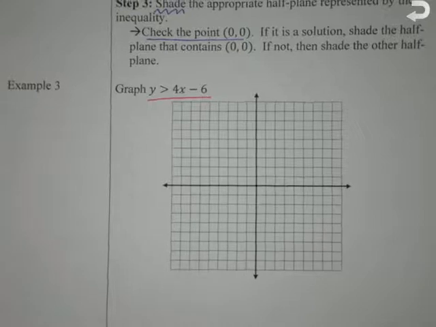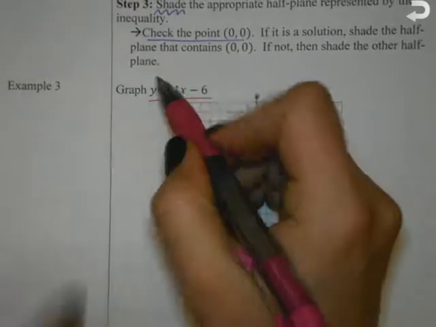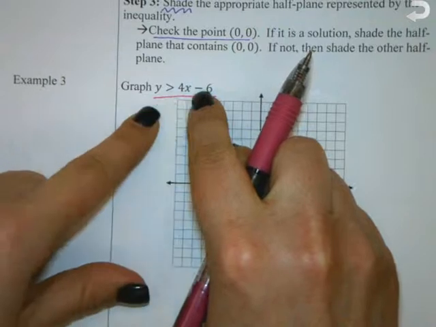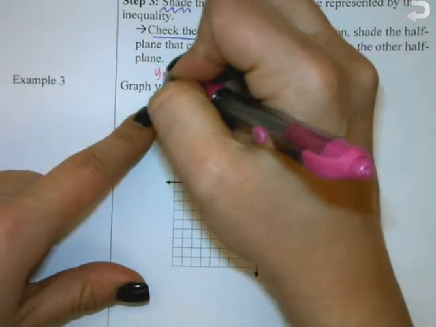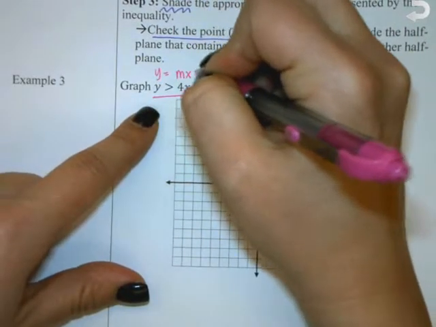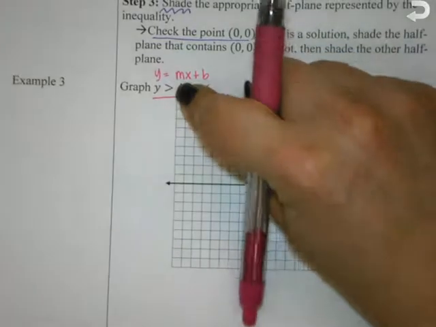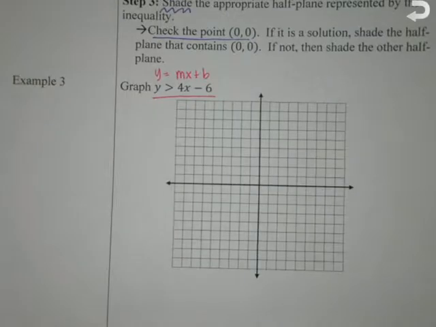Okay, so this is in slope-intercept form because y is on one side of the inequality and x is on the other. So this is like y equals mx plus b, right? The only difference is that instead of an equal sign, we have an inequality. But other than that, it's exactly the same. So to graph this, remember, in slope-intercept form, we look at our y-intercept first.